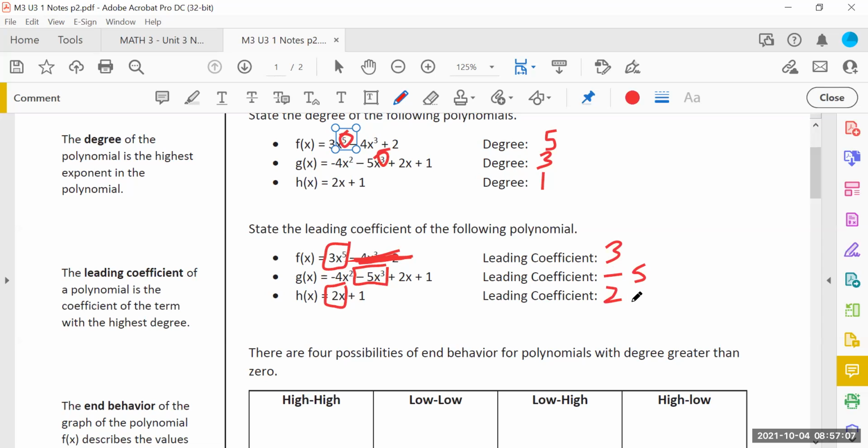Can you all find that important term when you're looking at a polynomial, essentially looking at all the different pieces of it? Can you all find the highest exponent and its leading coefficient?